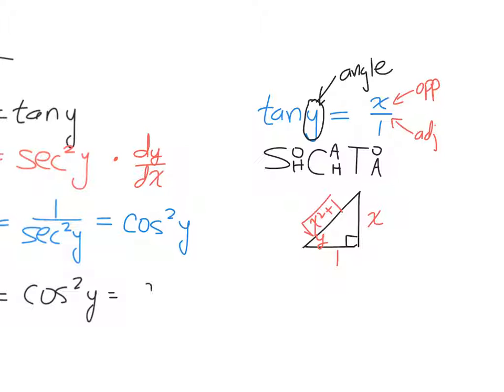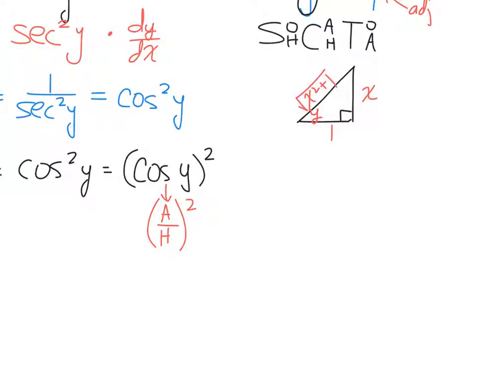All right. I can think of that as cosine of y, squared. Now, the cosine ratio is adjacent over hypotenuse. So from that triangle, which represents all the trig ratios associated with the angle y, I would need the adjacent side and the hypotenuse. 1 over the square root of x squared plus 1, as a quantity squared. And so we would end up at 1 over x squared plus 1.